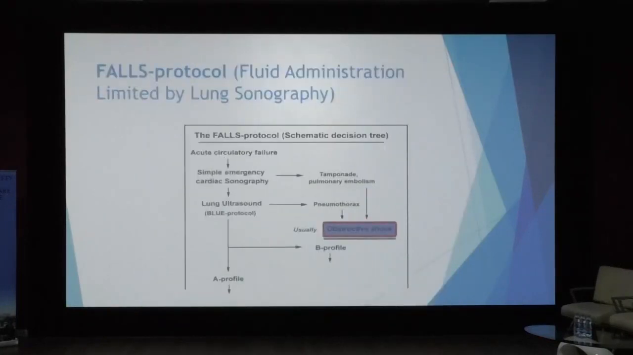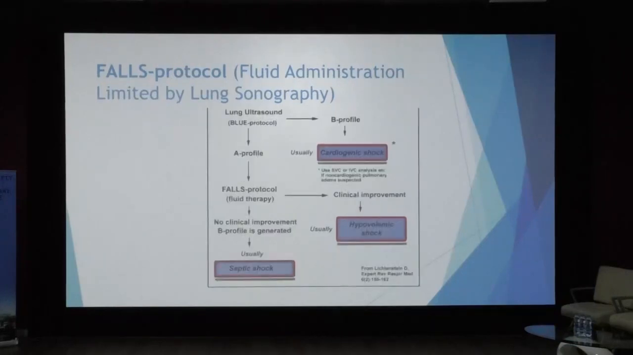The FALLS protocol: fluid administration limited by lung sonography. If the patient has acute circulatory failure or hemodynamic compromise, we do cardiac sonography, and as I showed in the previous slide, if the patient has tamponade or pulmonary embolism, then obviously the diagnosis is obstructive shock. And if you are doing a lung ultrasound, we follow the BLUE protocol. If it is an A profile with no other findings, and in the lung ultrasound we see the lung point, pneumothorax, both are reasons for obstructive shock, and treatment will differ. Do not start vasopressors or fluids for the patient; treatment will be different for this type of patient.